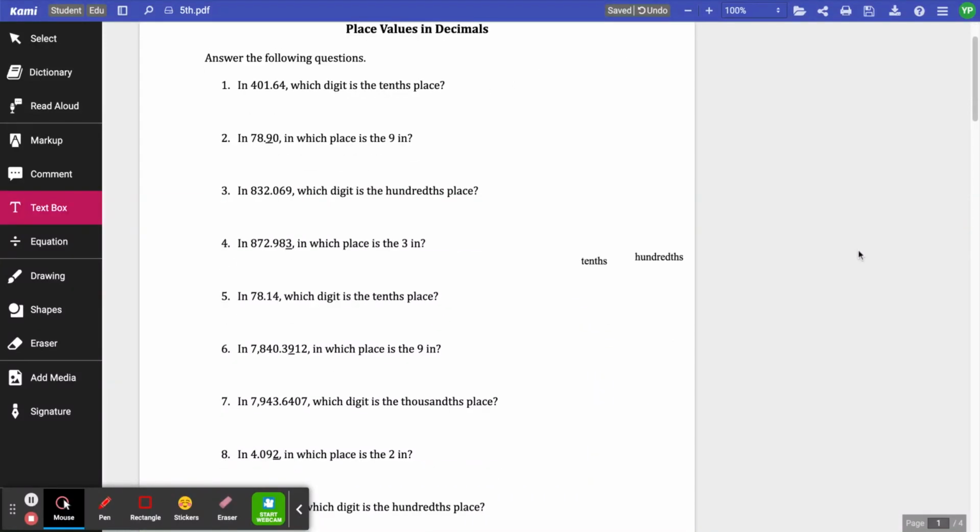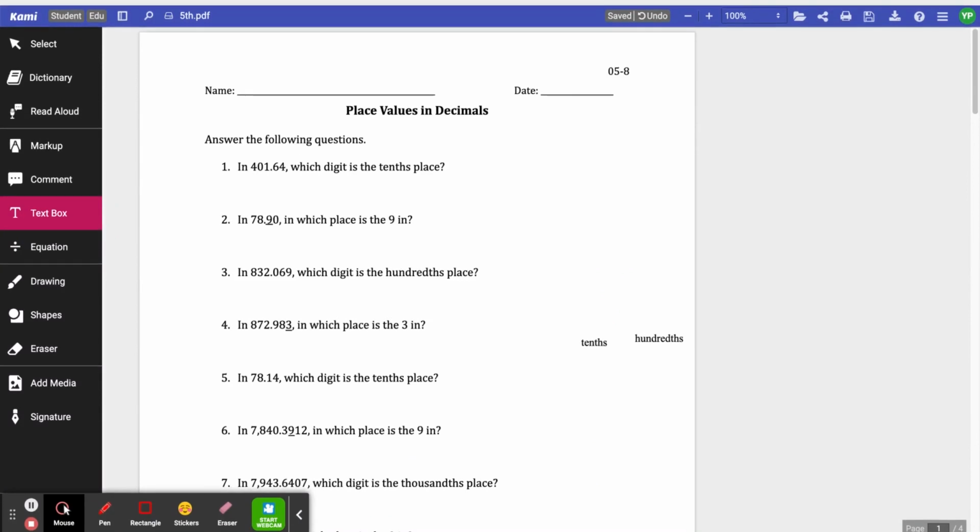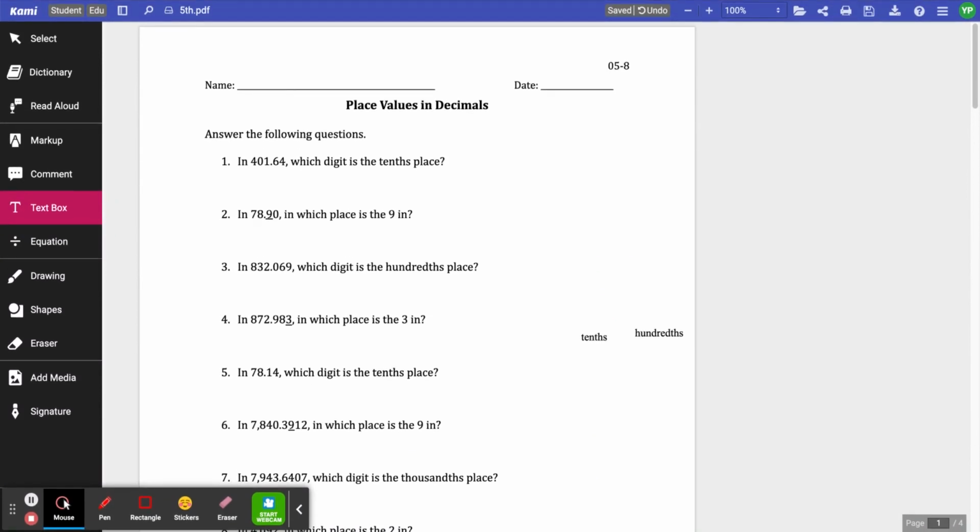Today we'll be learning about place values in decimals, rounding decimals, fractions to decimals, and decimals to fractions. We'll be starting off with place values in decimals.